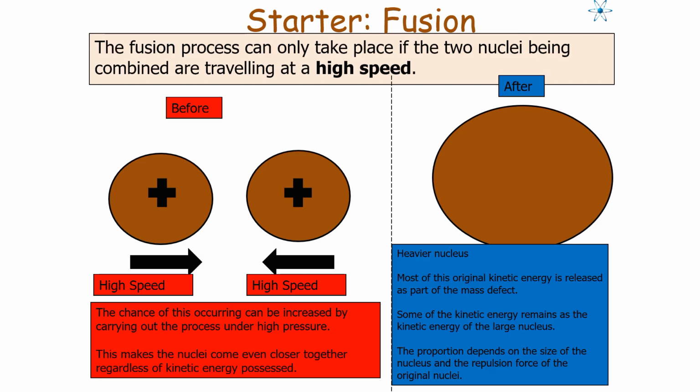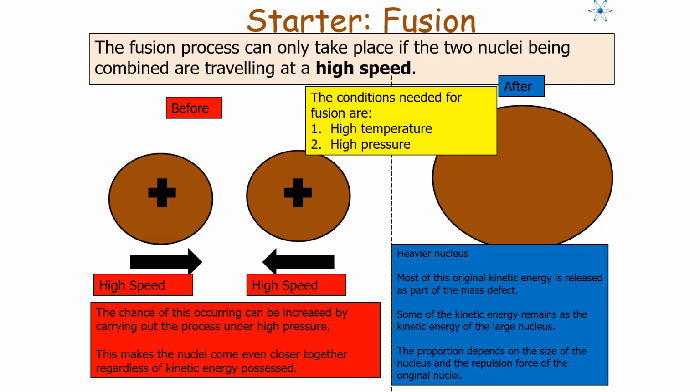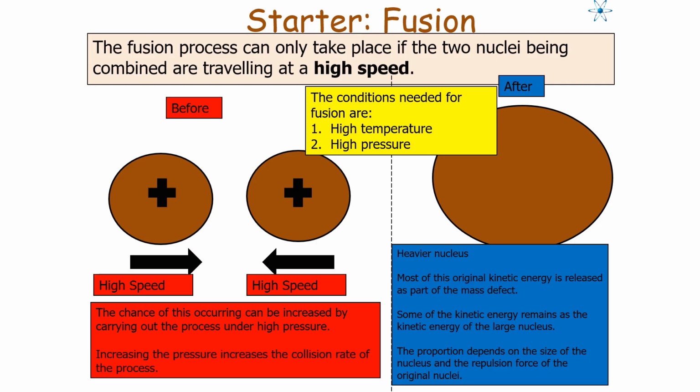Now the chance of this occurring can be increased by carrying out our process under high pressure, because this high pressure will make the nuclei come even closer together regardless of the kinetic energy each possesses, so it's more likely for them to be within the strong force interaction range, so they can bind the two nuclei together. So the conditions needed for fusion are as follows: high temperature and high pressure. Increasing the pressure will also increase the collision rate of the process, so you're going to get a greater likelihood of fusion taking place.